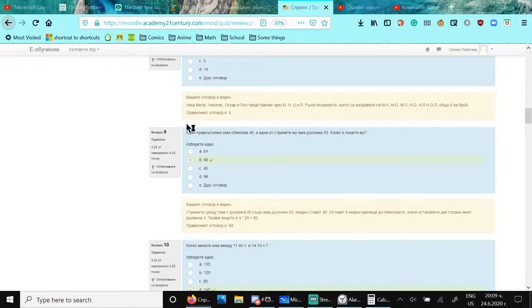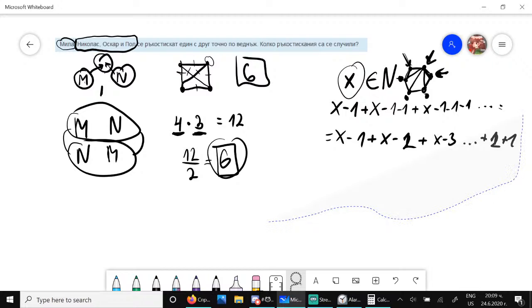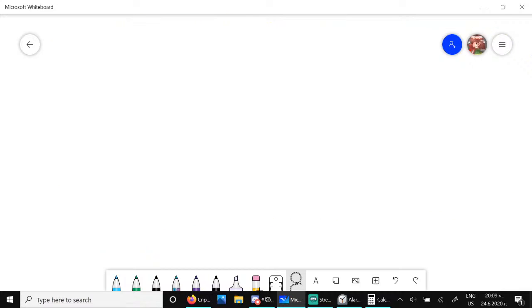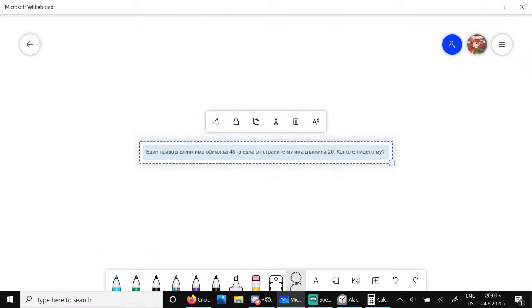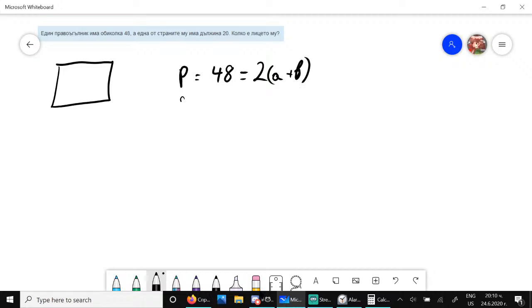A rectangle has a perimeter of 48, and one of its sides is equal to 20. What is its area? P is equal to 48, which is equal to 2 times (a plus b), and S is equal to a times b.